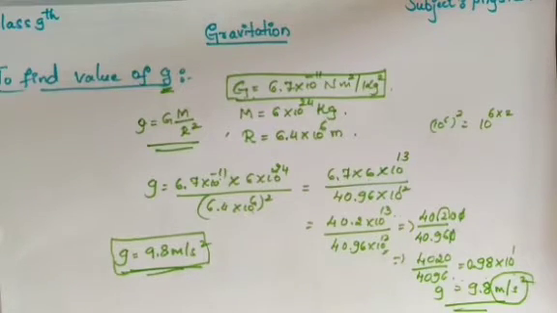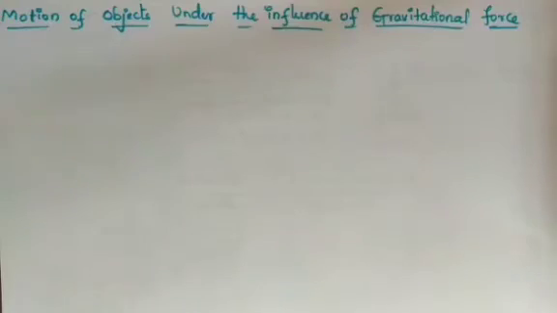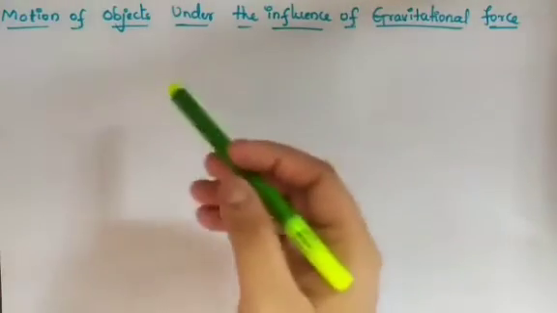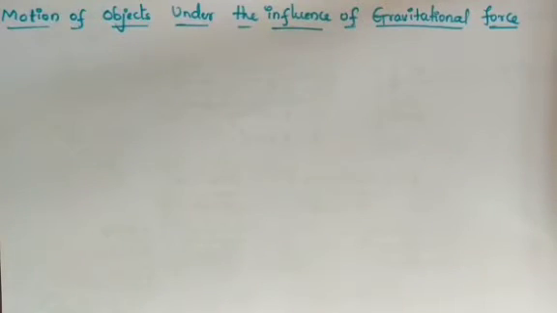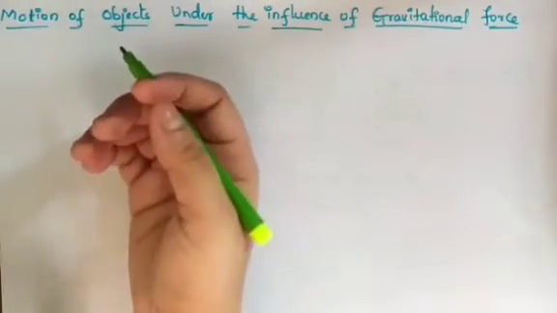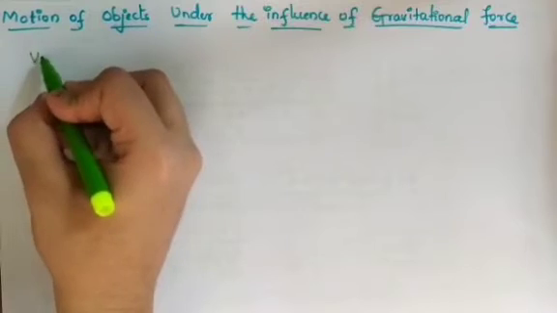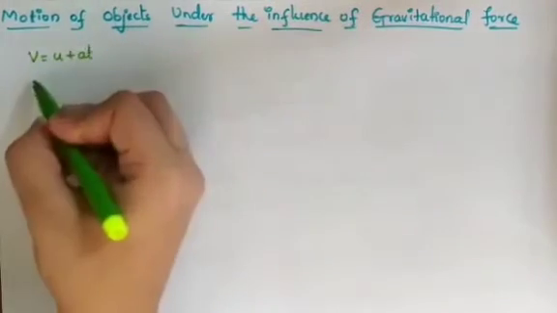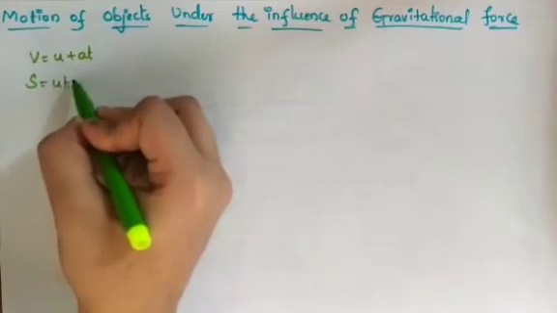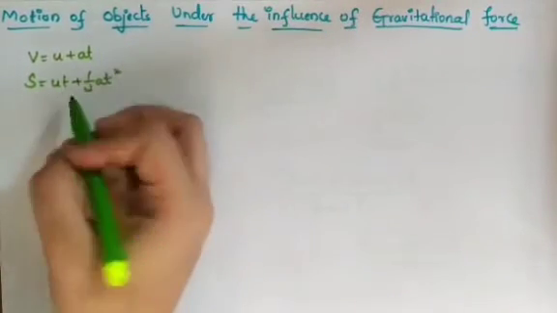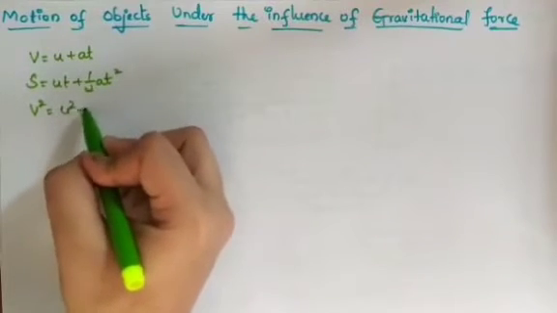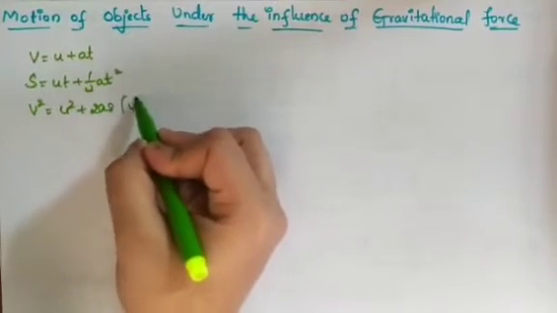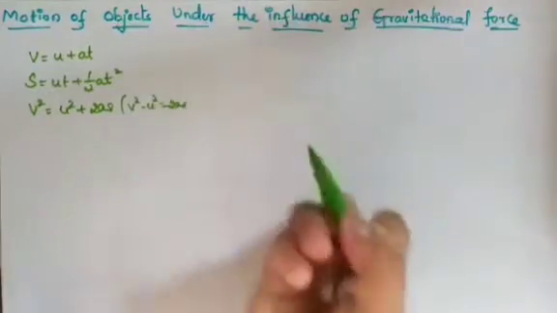Next, an important topic: motion of objects under the influence of gravitational force. That means what the value of g, the acceleration due to gravity, will become when an object is in motion. To consider this, we use the equations of motion. What are the equations of motion? The first is v equals u plus at. Next, s equals ut plus half at square. And the third is v square equals u square plus 2as, or I can write v square minus u square equals 2as. Both are correct.